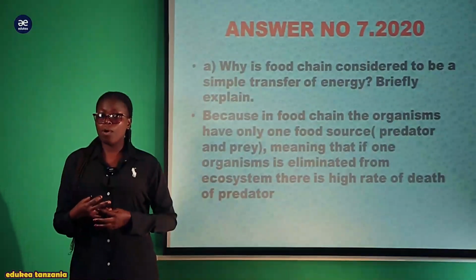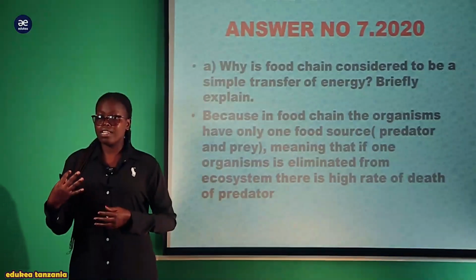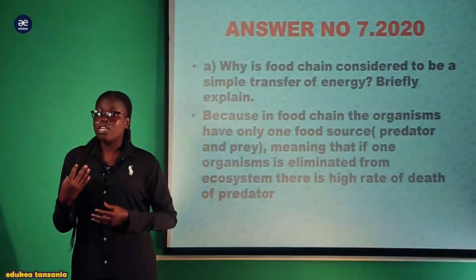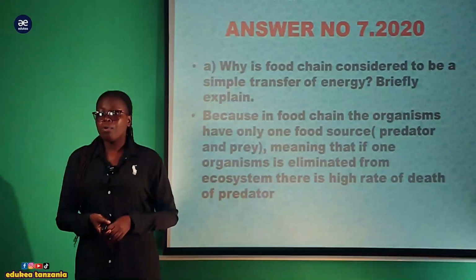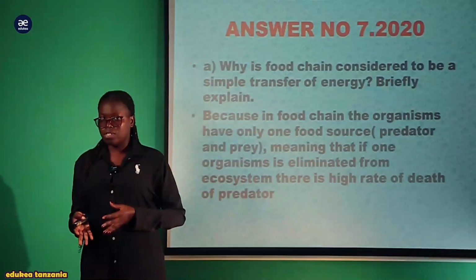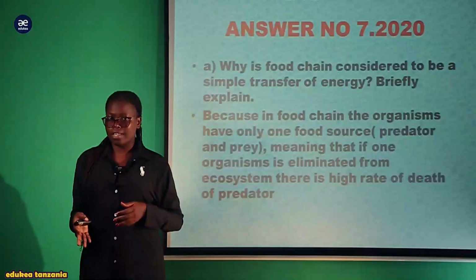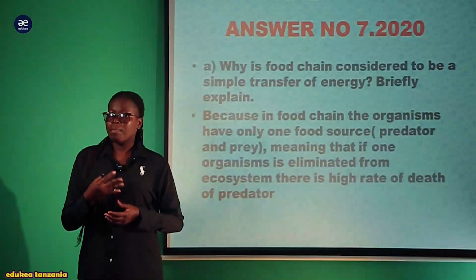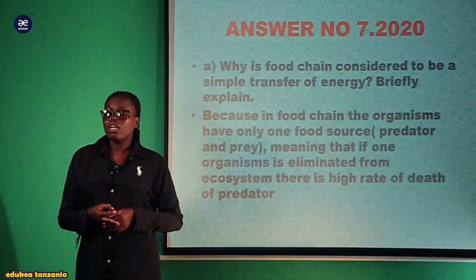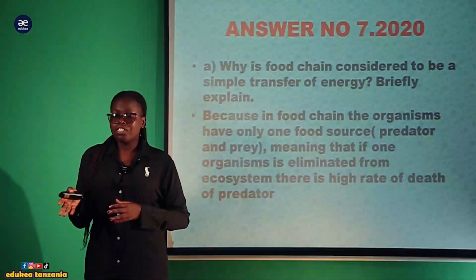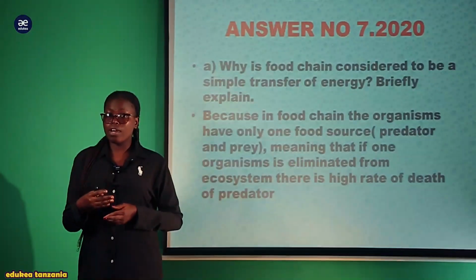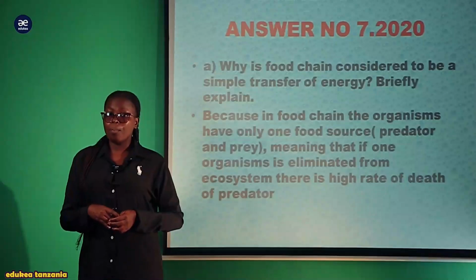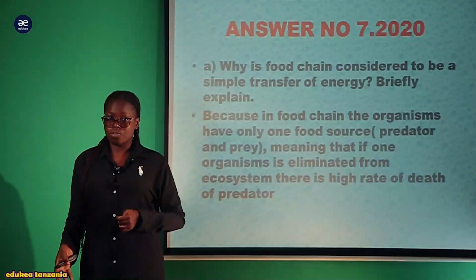So swali letu ni kwamba kwa nini hapa food chain au the linear form of the energy flow is being considered very much simpler? Kwa sababu tuseme kwamba kwanza ni sequence of energy flow from one organism to another. The one organism is the food of another. Meaning that katika food chain ni simpler kwa sababu katika this food chain only one organism anakuwepo, predator anakuwepo na only one food source.